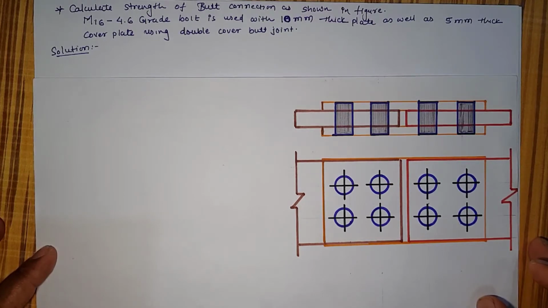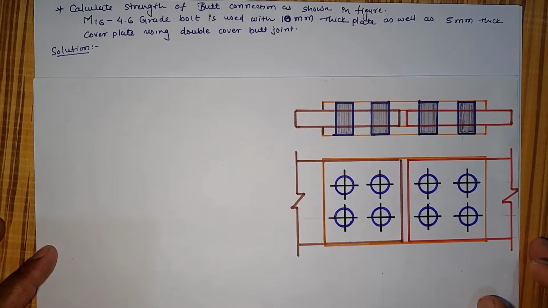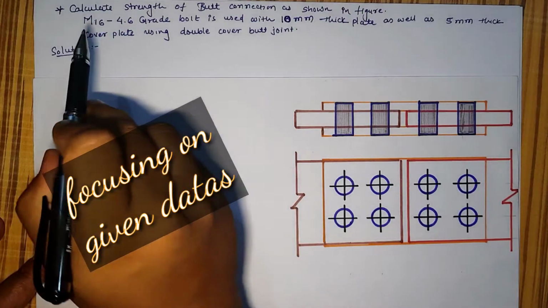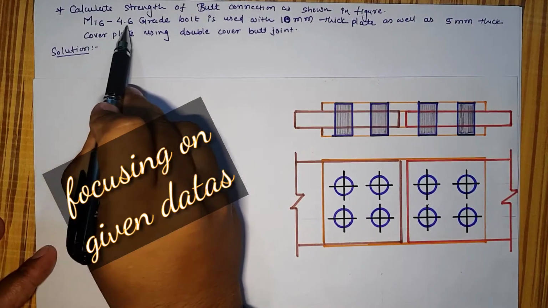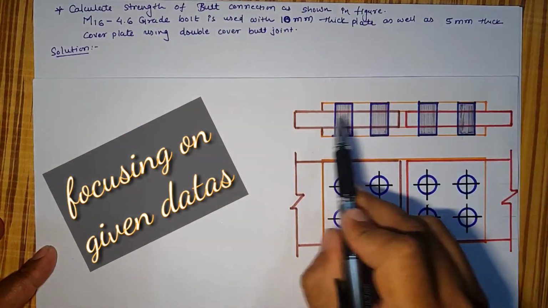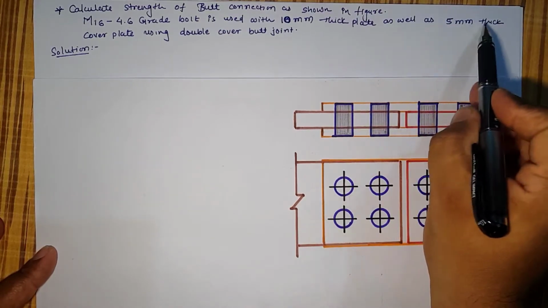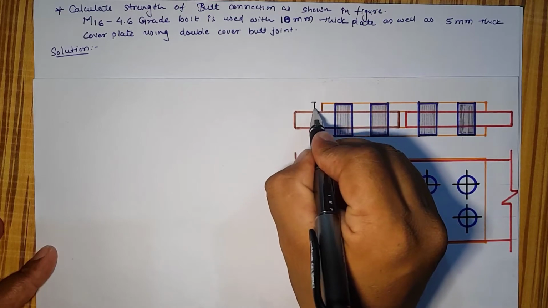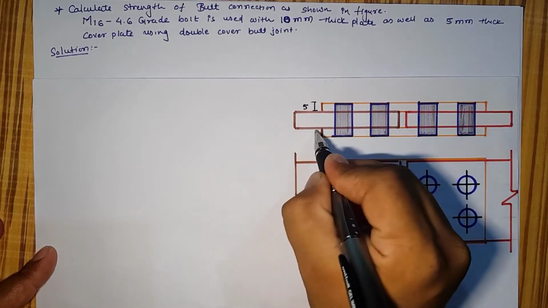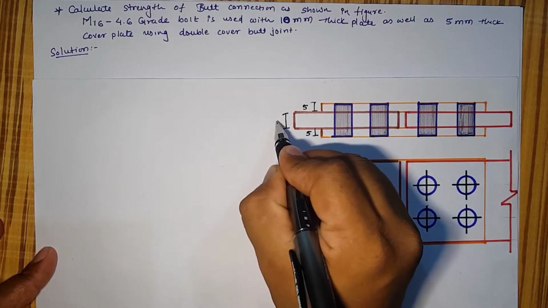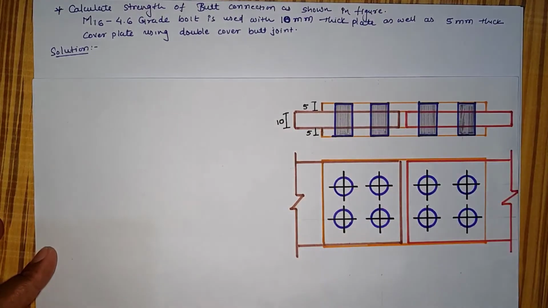Now assuming that we have given the butt connection as shown in the figure, where the bolt is used as M16 4.6 grade with 10 mm thick two plates as well as 5 mm thick cover plate using the double cover. It means that our cover plate is of 5 mm and the thickness of plate is 10 mm.